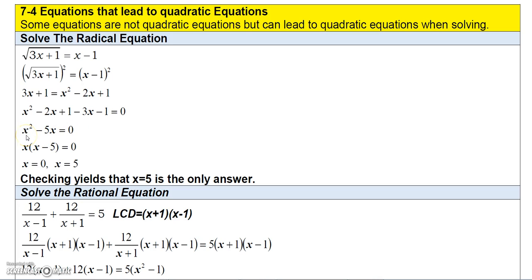And now we can solve this by factoring. So factor out an x here, and we get x times x minus 5 equals 0. And then the solution would be x equals 0 or x equals 5 for the answer. But if you check this, you'll see that 5 is the only answer that works. So the 0 doesn't work, only the 5 works.